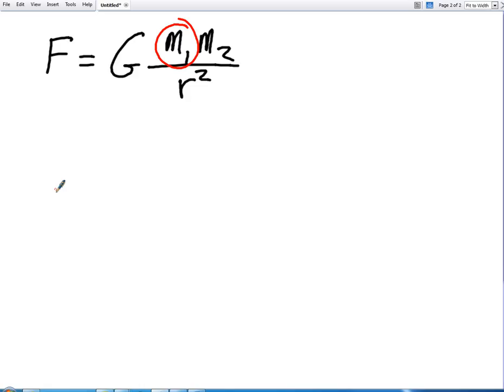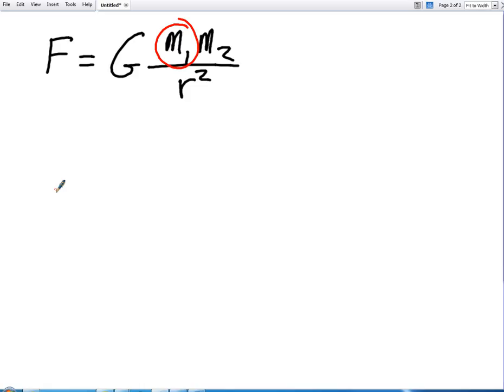M1, what do I have to do to both sides to isolate that? Now this is just like the stuff we did the other day. If I can point at it, I can isolate it by reversing order of operations. I saw a hand over here. Yes, ma'am.